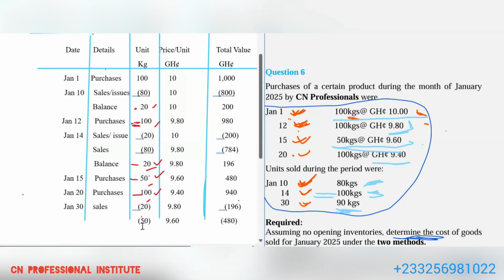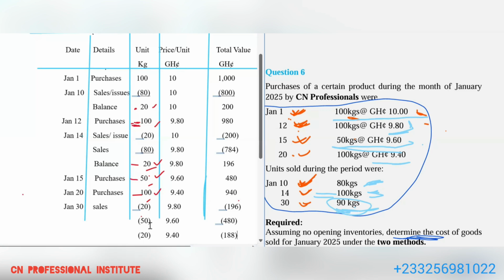Then after selling this 20 here and this 50, we sold 70. But the question said we sold 90, so we have 20 more to sell. So you have to come and sell the 20 from the 100. That one will be at 9.4, the price at which we bought that unit. So 20 at 9.4, and that should give us 188, right? So 20 by 9.4, 188.